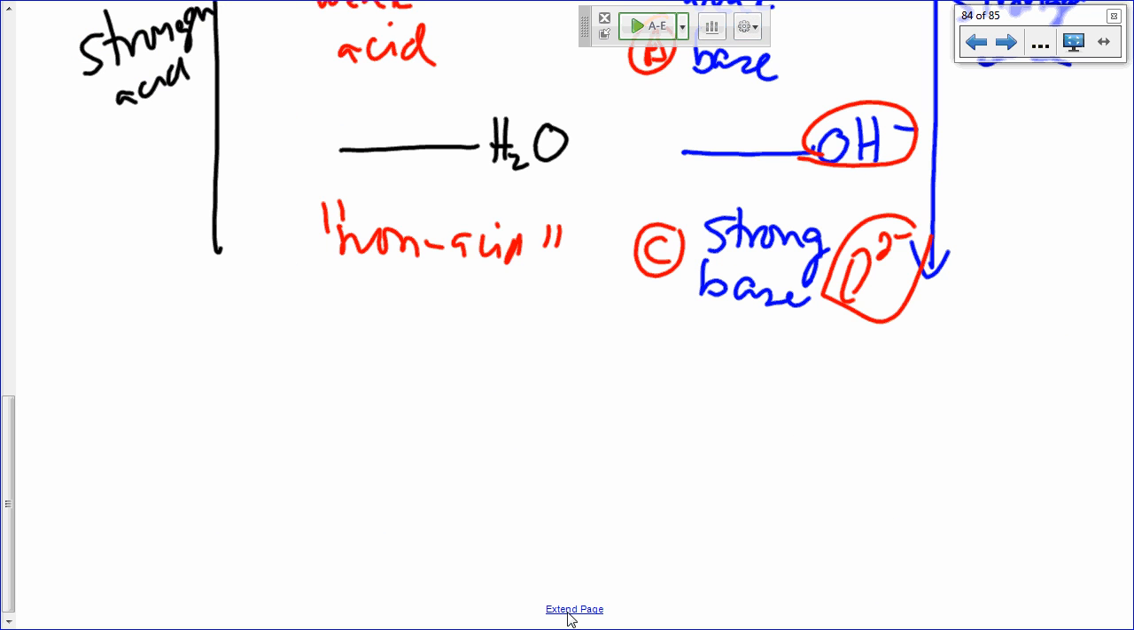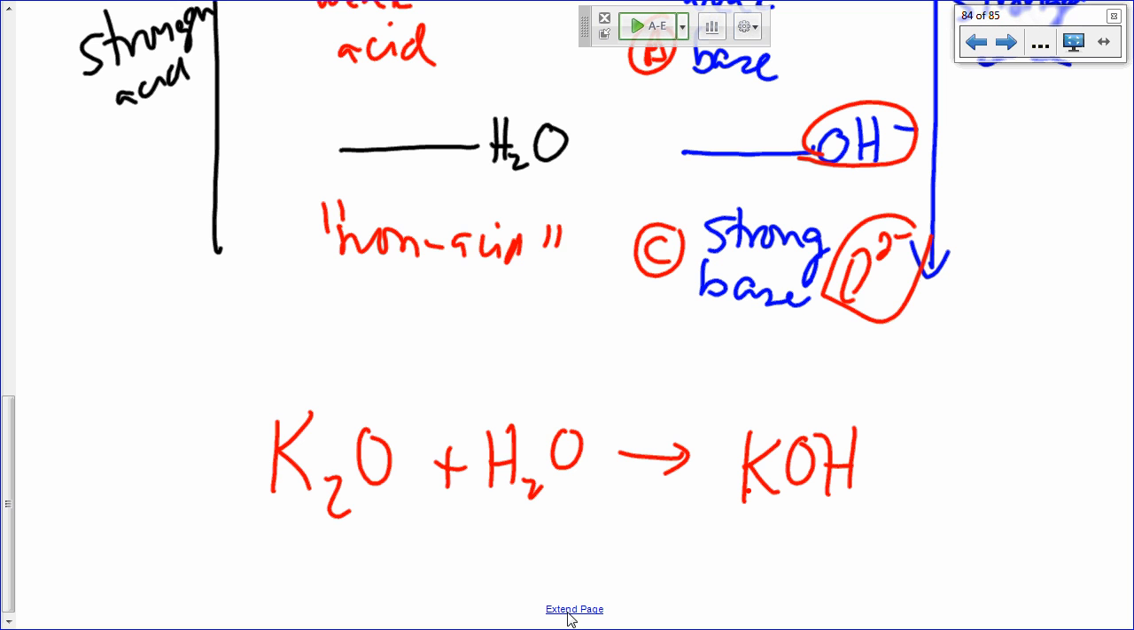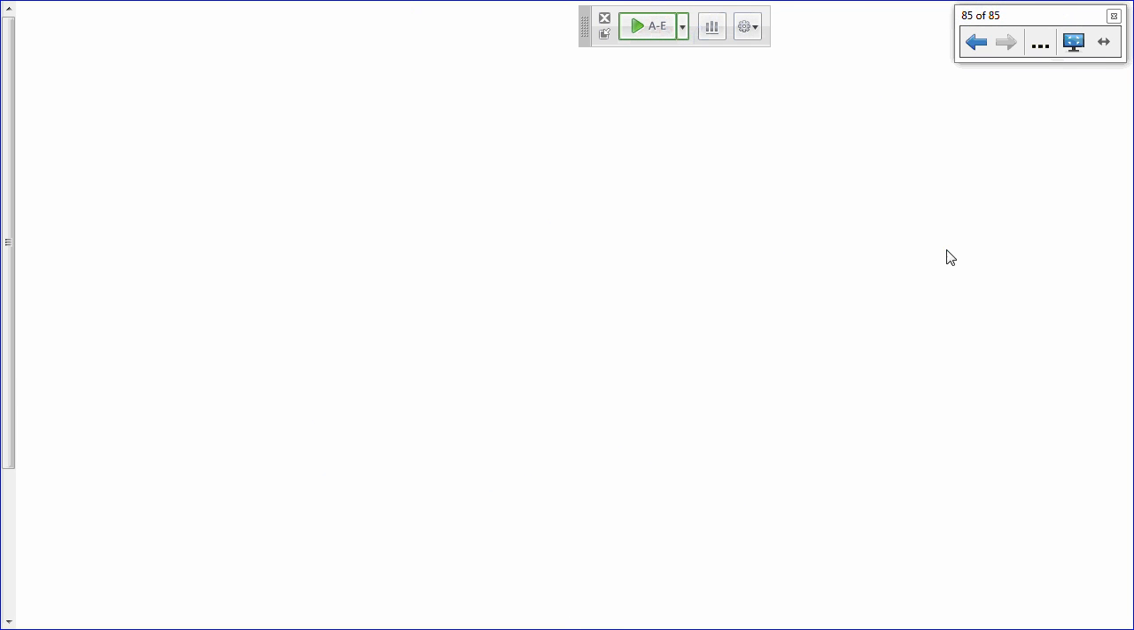So if I told you I put potassium oxide in water, what would happen to it? Your oxide will immediately pick up protons from water. It will give you potassium hydroxide. So this is your balanced equation: metal oxide plus water gives you metal hydroxide. And that's it.